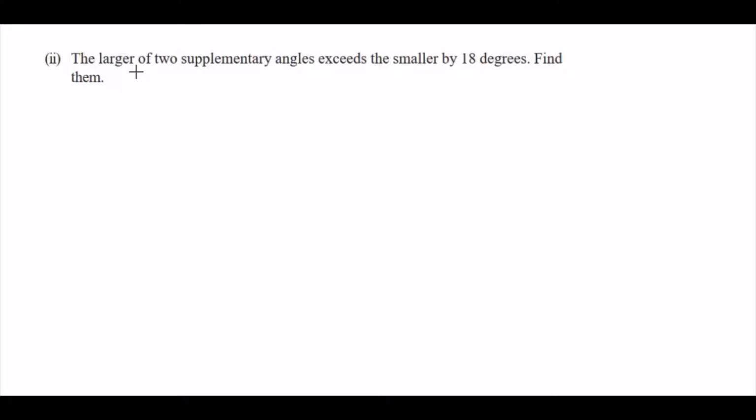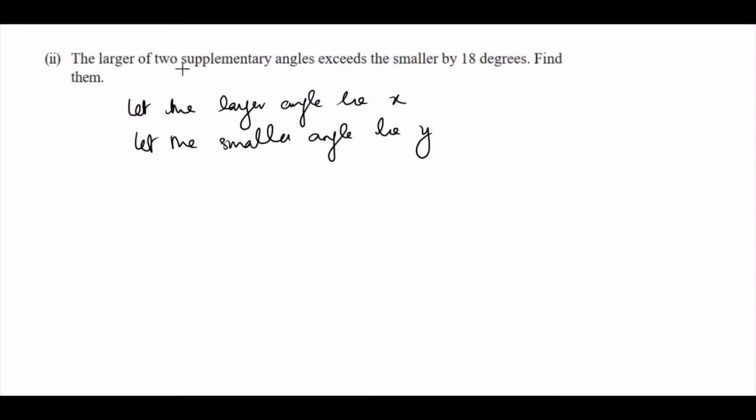The second question is, the larger of two supplementary angles exceeds the smaller by 18 degrees. Find them. Here it's given there are two angles and these angles are supplementary. Supplementary means it is 180 degrees. When you add those two angles, you get 180 degrees. So let the larger angle be x and let the smaller angle be y. So you can directly write x plus y is equal to 180 degrees, because supplementary angles add up to 180 degrees.